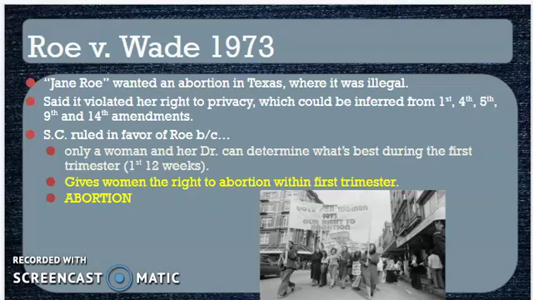And the Supreme Court ruled in her favor because only a woman and her doctor can determine what's best for her during the first trimester, which means the first 12 weeks. So essentially, they said that it was her decision. It could not be up to whether or not a state believed it or another person believed it because it was her body. So this gives women the right to an abortion within the first trimester.